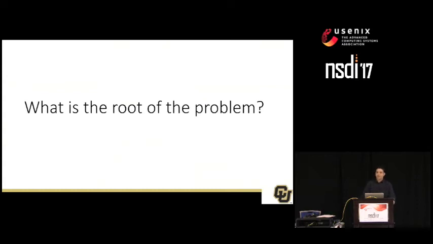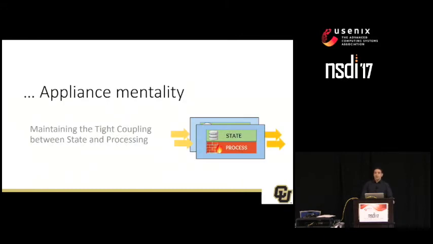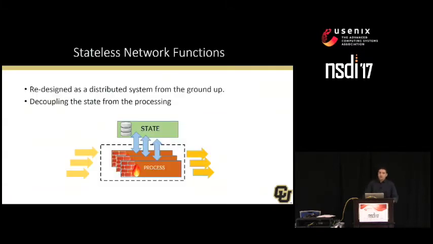So in this work, we ask what the root of the problem really is. And our conclusion is that it is the appliance mentality. In each of the previous works, network functions were viewed as individual appliances, with tight coupling between state and processing. So here we ask, what if we redesign network functions as a distributed system from the ground up, where we can decouple the state from the processing? Here we call them stateless network functions. The network applications, such as firewalling, are still stateful, but the functions themselves are stateless. This is a design that has made applications scalable and resilient in other domains, such as web services.